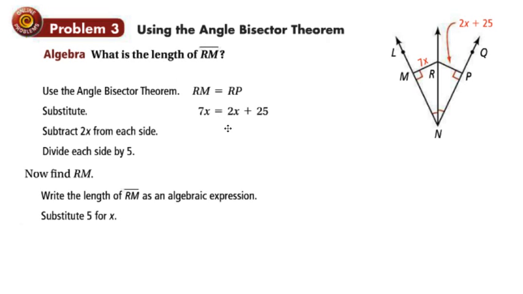7x equals 2x plus 25. Subtract 2x and we get 5x is 25, or x is equal to 5. But we needed to find the length of RM, so we have to substitute x back in. We've solved for x, and now we need to put it back into our expression, and we get RM is equal to 35.